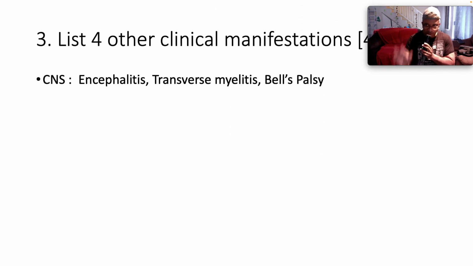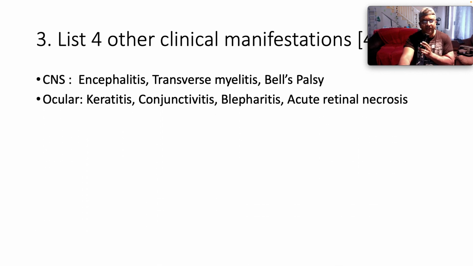So if it becomes disseminated, especially in a patient who is immunocompromised from whatever reason, the central nervous system can be affected in the way of encephalitis. So these patients just have generalized confusion, altered mentation, transverse myelitis in the way of an acute onset lower limb paralysis. Well, not really flaccid, but it's paraparesis, right? Bell's palsy, which is a lower motor neuron 7th. Ocular involvement in the way of keratitis, conjunctivitis, blepharitis, and acute retinal necrosis.